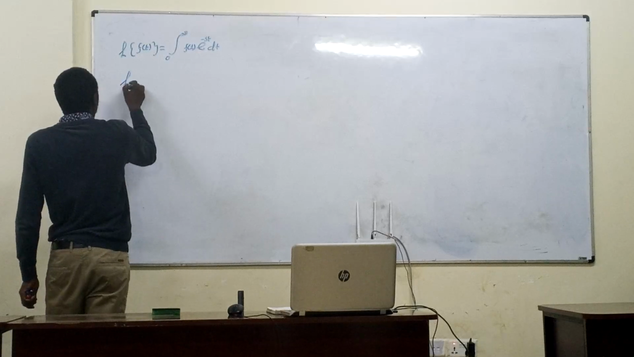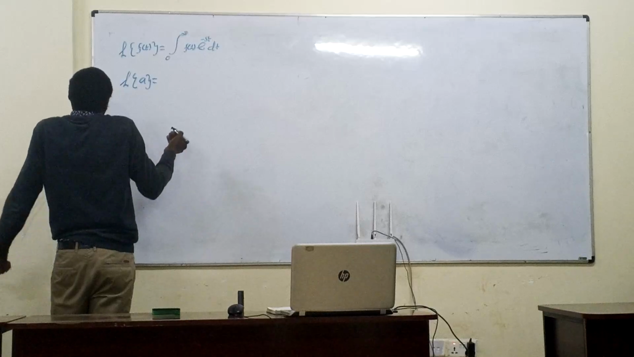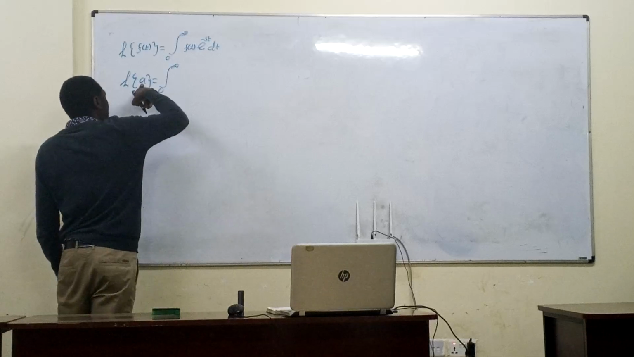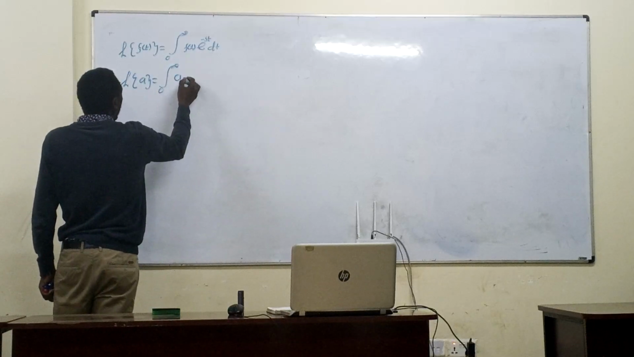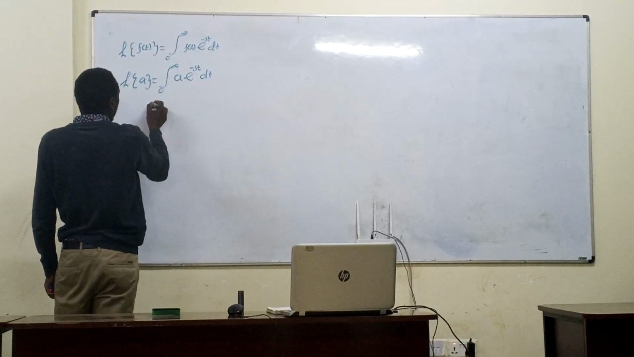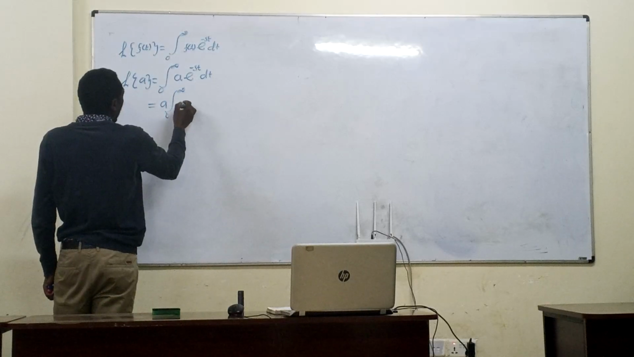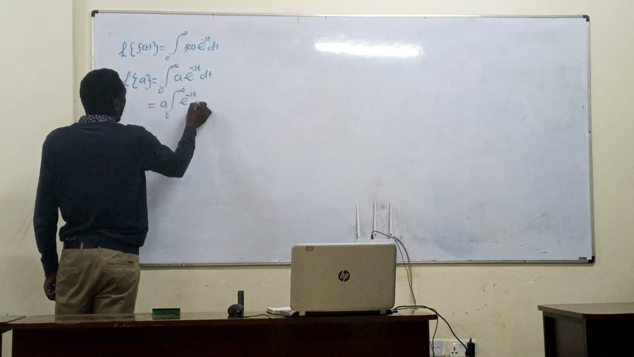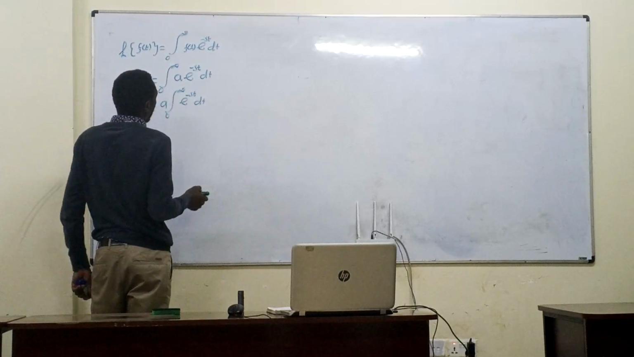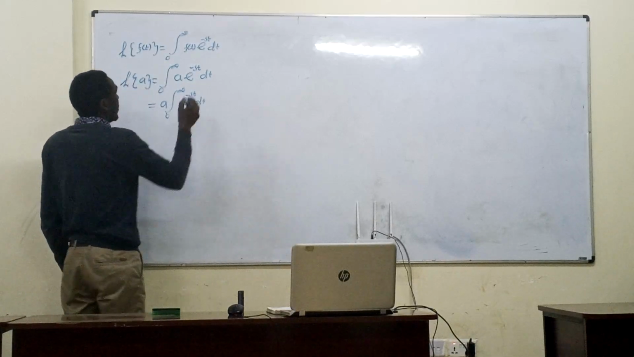So what is the Laplace transform of A, where A is a constant? This is the integral from 0 to infinity, where f(t) is replaced with A exponential negative st dt. A is a constant, so we can put it outside the integral: A times the integral from 0 to infinity of exponential negative st dt. This is a bound integral, or we can call it a definite integral.